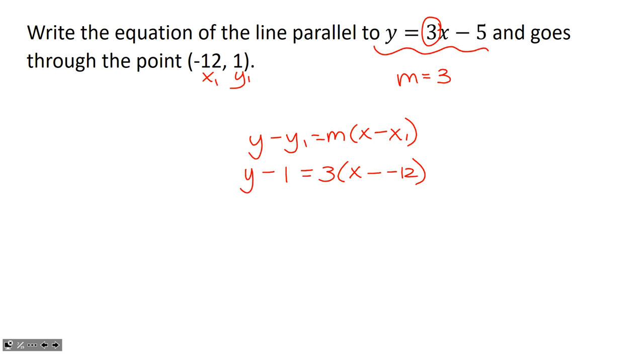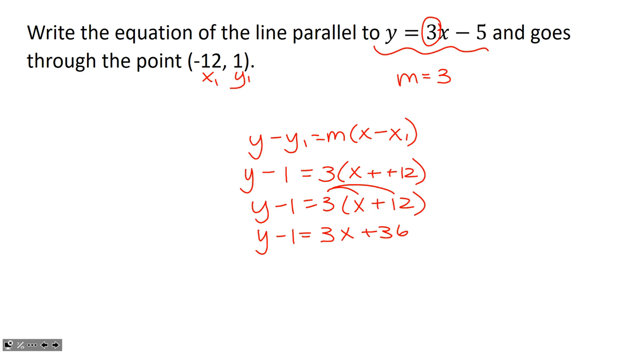Remember, when we have minus and negative, that turns into plus a positive, right? So this is really like y minus 1 equals 3 times x plus 12. So that's your equation in point slope form. If you need to convert it to slope intercept form, you can distribute the 3. So 3x plus 36, and then solve for y, add the 1. So y is equal to 3x plus 37.